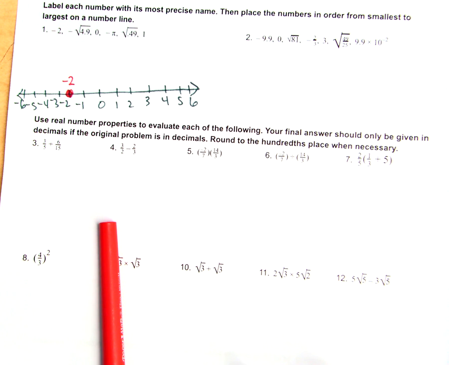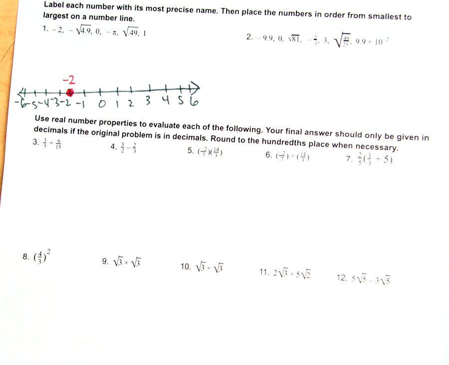Okay, so the first thing this question says is label each number with its most precise name, then place the numbers in order from smallest to largest on the number line. So I'm just going to place them and then I'll name them. Okay, so I started with -2 here. It's pretty easy. You can sort of see that.